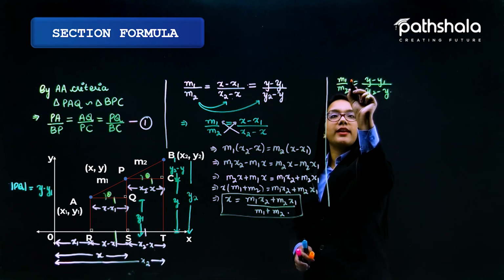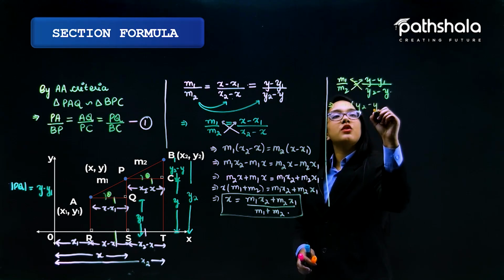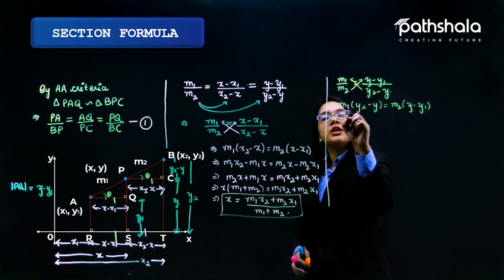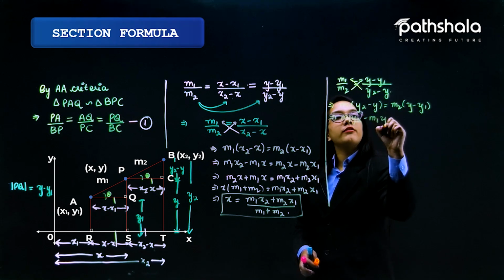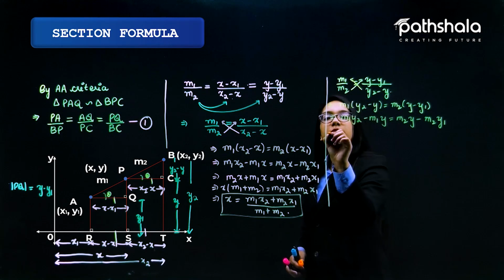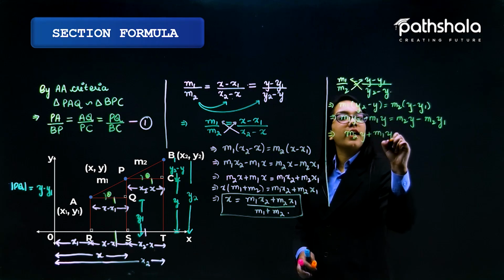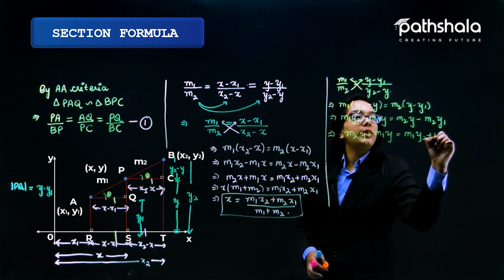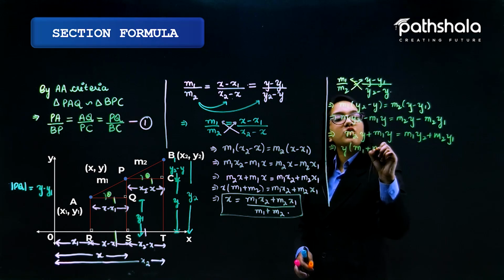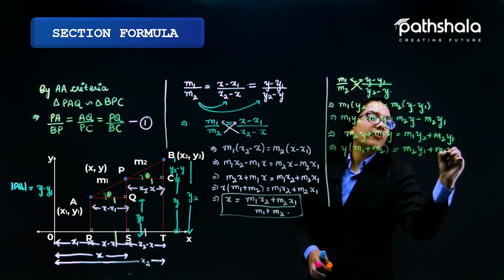So let's just multiply these two terms all together. So we will get the value as m1(y2 - y), which is equal to m2(y - y1). So let's just multiply the terms. m1y2 - m1y, which is equal to m2y - m2y1. Let's just take the m terms on one side and the others on the other side. So m2y + m1y is equal to m1y2 + m2y1. So it means we can take y common out of it. So this would be (m1 + m2)y, which is equal to m2y1 + m1y2.